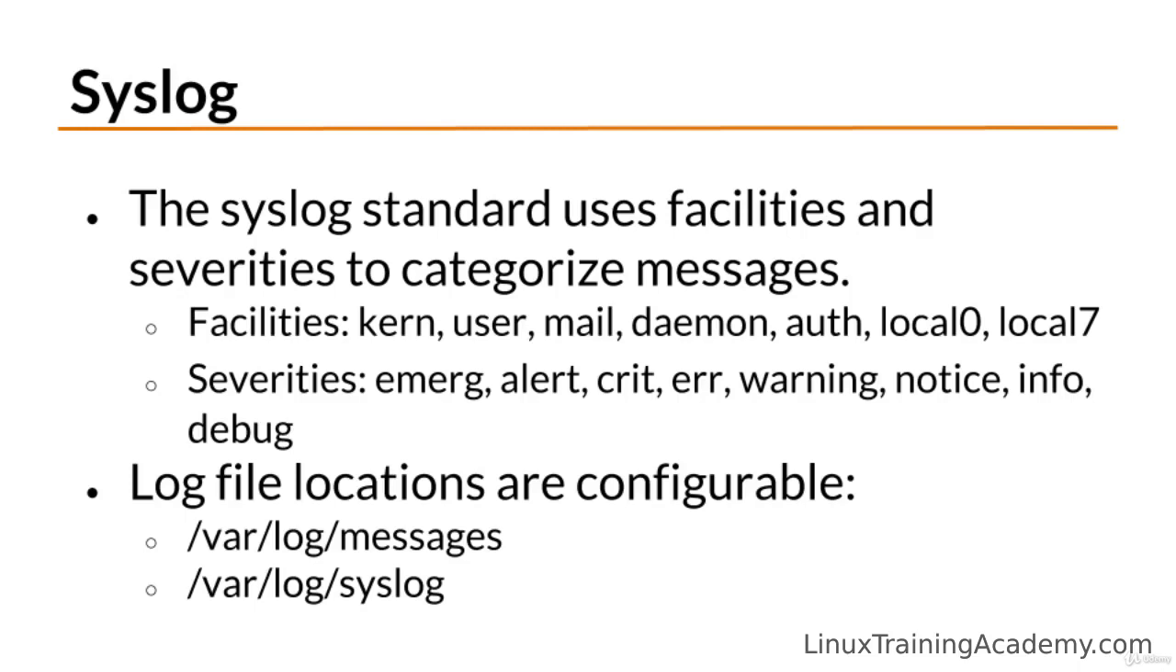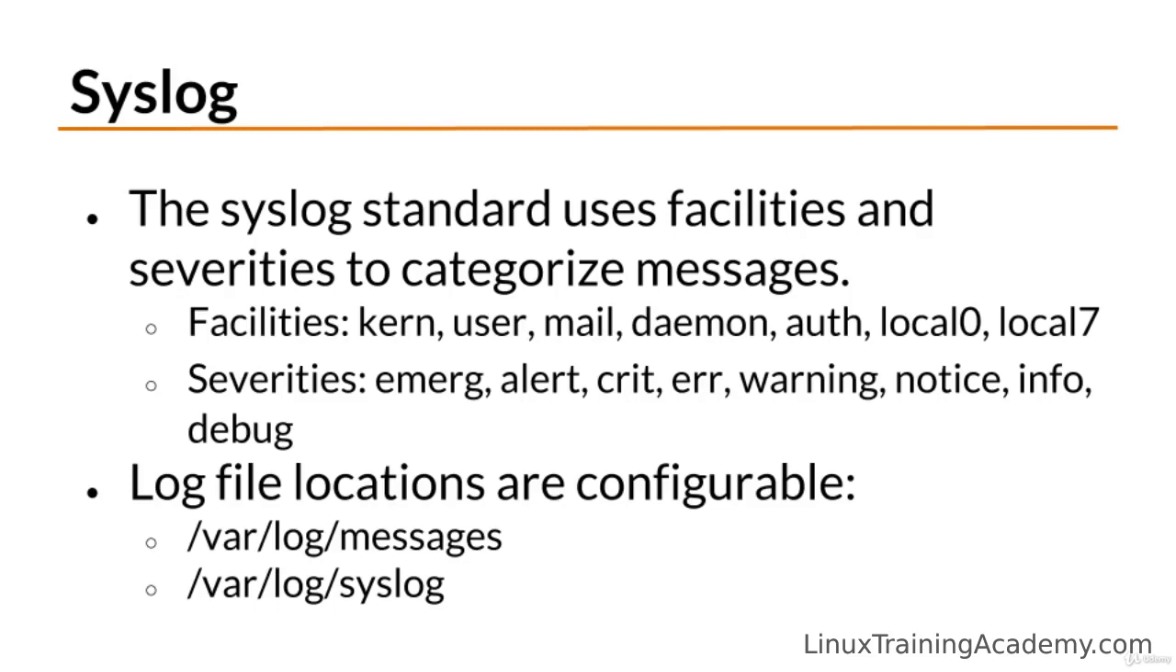If it's not clear what facility to use, you can simply use the user facility. Also, the facilities ranging from local 0 to local 7 are to be used to create custom logs. These facilities would also be appropriate for custom written shell scripts. The severities are emergency, alert, critical, error, warning, notice, info, and debug. The most severe message is an emergency message, and the least severe message is a debugging message.